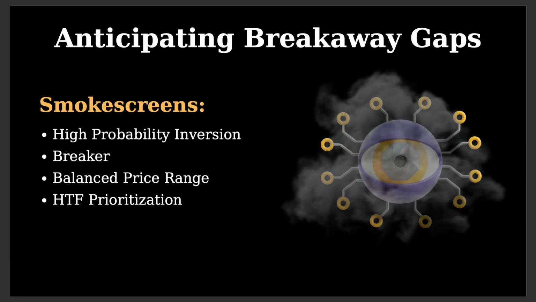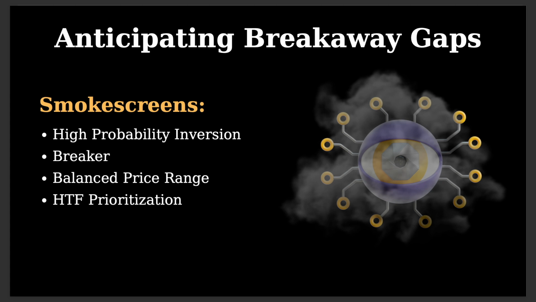Now, how can we anticipate a breakaway gap? We need to understand smoke screens. In other words, these are our tools to help us understand the likelihood of a fair value gap becoming a breakaway gap, either not getting delivered to at all or just delivering to a portion of the fair value gap and not filling it in completely.